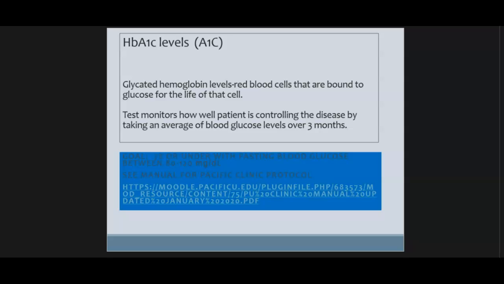I mentioned the A1C. So what is an A1C? A1C is basically a measurement of the glycated hemoglobin levels in the blood. The glucose binds with a red blood cell for the life of that cell, so they can take a snapshot every 3 months and see what the average blood glucose level is over that time period. A goal for a diabetic is 7% or under.